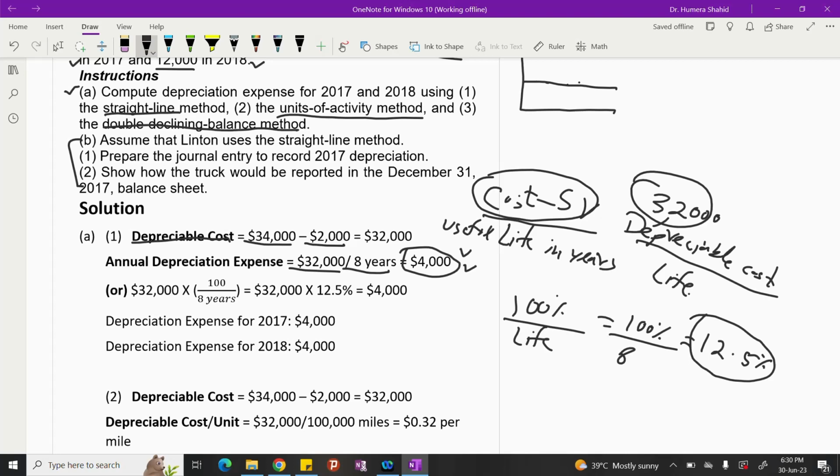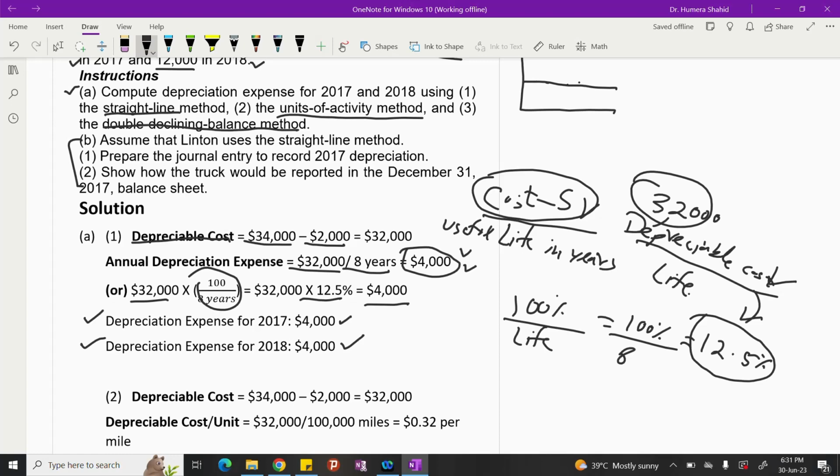Okay, so how am I going to do that? Again, depreciable cost multiplied by the rate. So depreciable cost for me is 32,000. Rate, I calculated it's 12.5%, so 4,000 every year. So depreciation for 2017 is 4,000, depreciation for 2018 is 4,000 under straight line method.